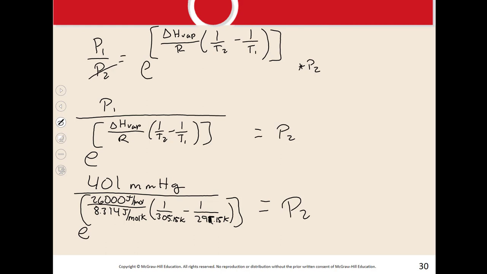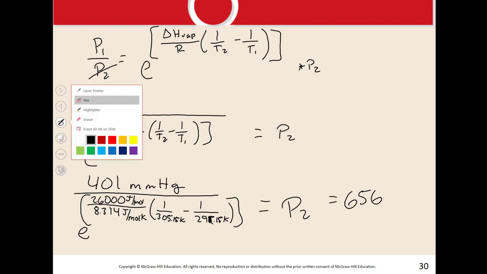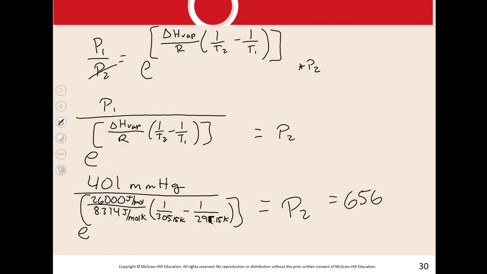656. Good. 656. Now units, real quick. Millimeters of mercury. So here joules cancels with joules. Moles cancels with moles. These two reciprocal Kelvins are going to cancel with that Kelvin. So the only unit we're left with is millimeters of mercury. All right. Is anybody not able to get that in their calculator?